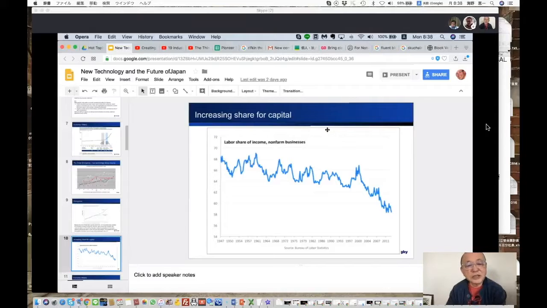What do you mean 20%? This is only 4%. Yeah, it shows 40 years, and labor share only declined 4%.